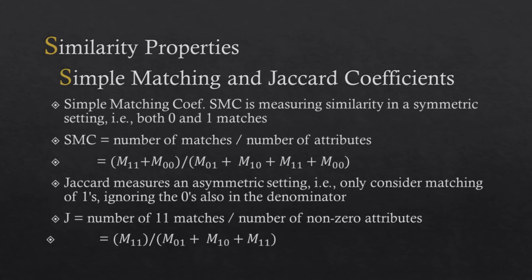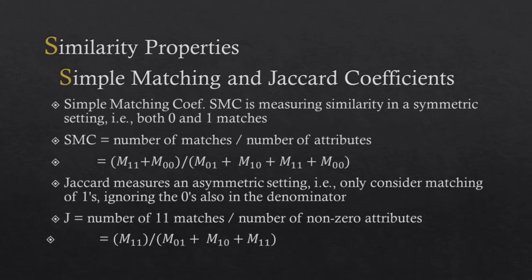Simple matching and Jacquard coefficients. Simple matching coefficient SMC is measuring a similarity in a symmetric setting, both 0 and 1 matches. SMC equal number of matches over number of attributes. So the formula is M11 plus M00 over M01 plus M10 plus M11 plus M00.